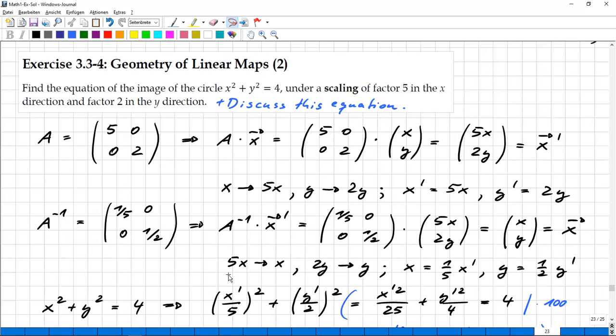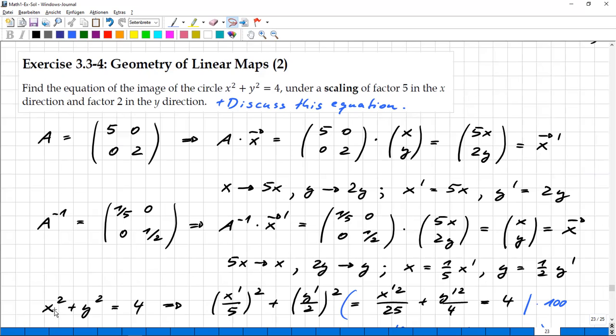So now this time, 5x is mapped to x, 2y is mapped to y, and that means that the old coordinate x equals 1/5 times the new one, x prime, and the old y is equal to 1/2 times y prime. So now you see why I'm doing this, because if we want to transform this valid equation, which describes a circle with a radius of 2, to a new equation, we have to replace these old coordinates x and y in a way that's given here. So this x must be replaced by the term 1/5 x prime. This y must be replaced by 1/2 times y prime, and then the whole thing works.